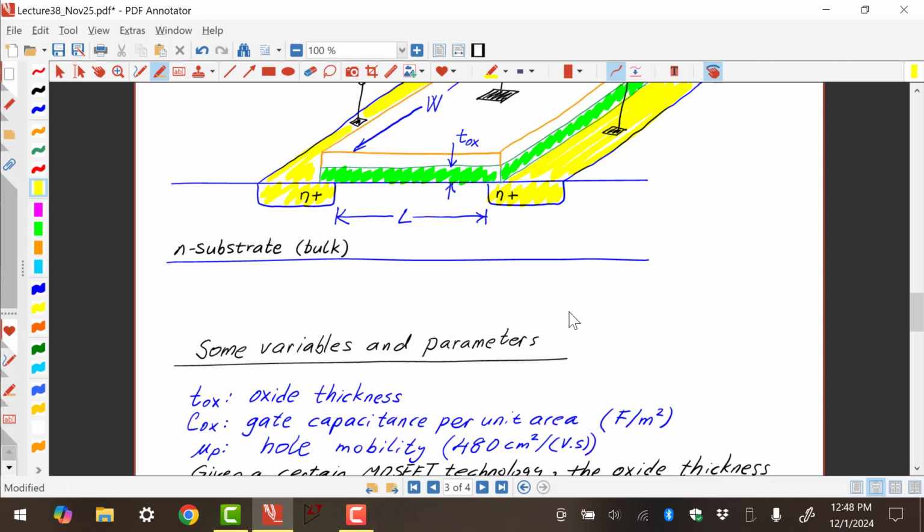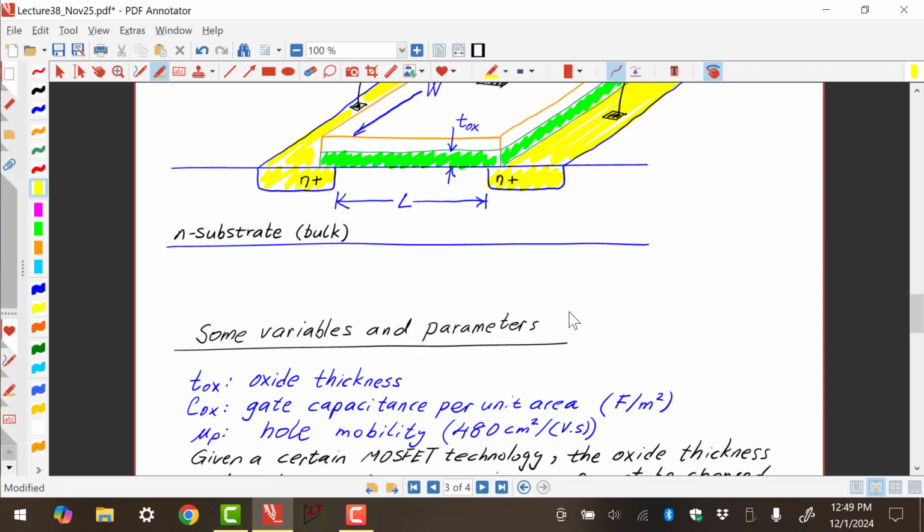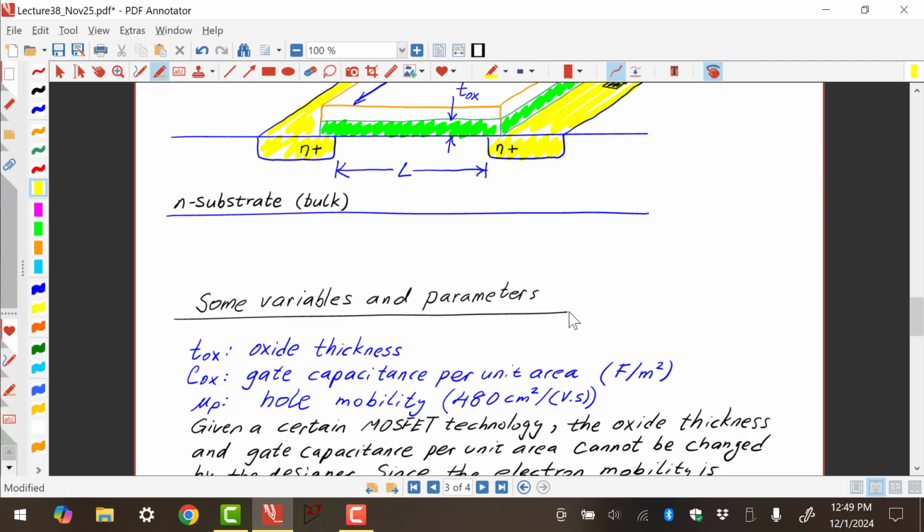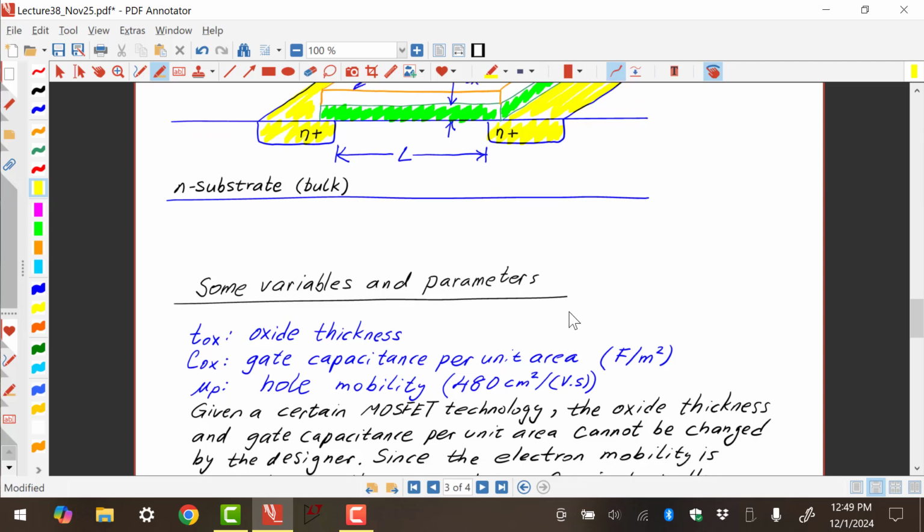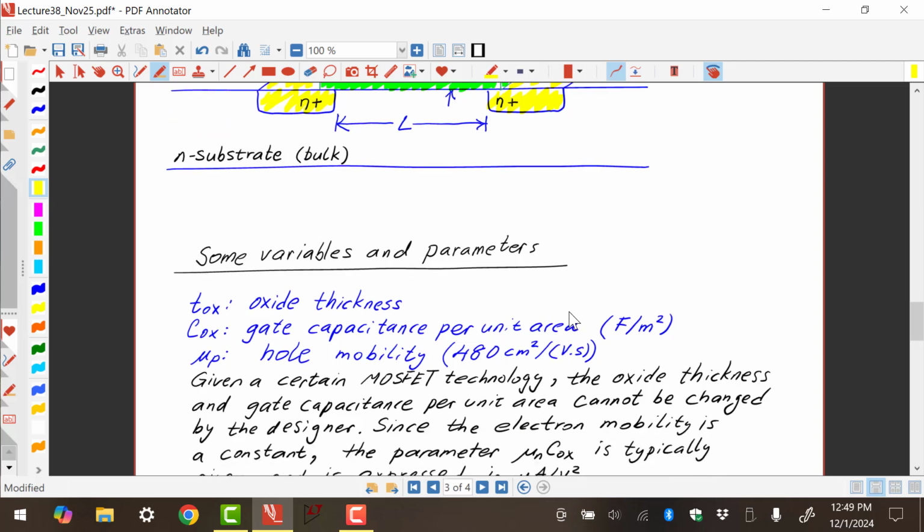So holes are roughly 3 times slower than the electrons. But that's a property of the material. We really can't do anything about that. That's a given. We don't choose that. So if you're given a certain MOSFET technology, oxide thickness, gate capacitance per unit area, all that stuff is given. You can't really do anything. And then I said electron mobility here. I should really say hole mobility. So this should be hole mobility.